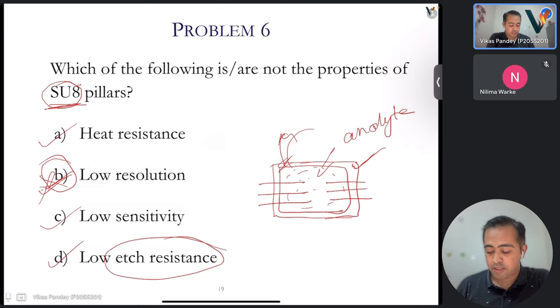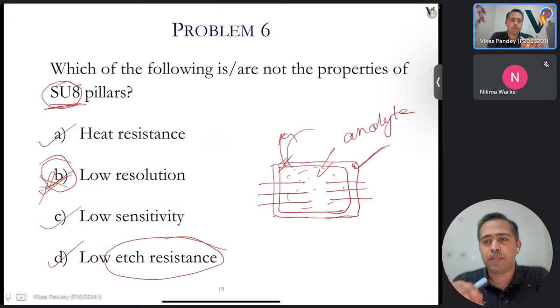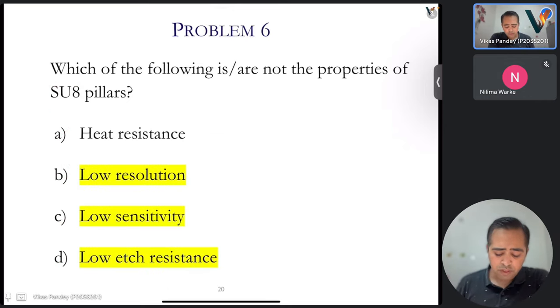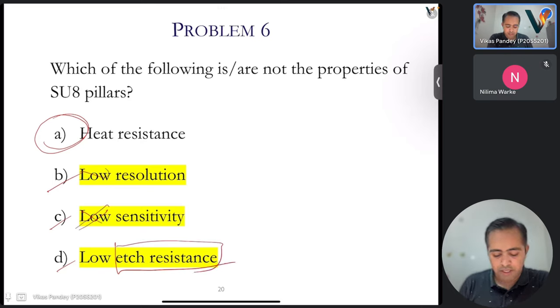That is the reason we cannot directly use this to make SU8 pillars or SU8 structures. It is not easily done using the conventional method of lithography. We cannot directly have some etchant for it, and that is why it is mostly used as a negative photoresist, where lift off is also easier. So low resolution, low sensitivity, and low etch resistance are the incorrect ones. It is highly heat resistant, etch resistant, and has high sensitivity and high resolution.